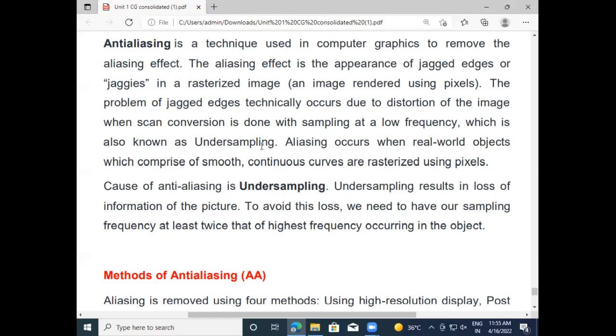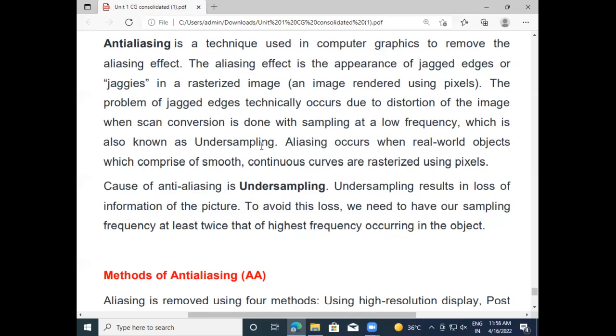Aliasing occurs when real world objects, which comprise smooth continuous curves, are rasterized using pixels. Undersampling is the cause, and it results in loss of information in the pictures. Some details of the pictures we cannot consider. To avoid this loss, we have to use some anti-aliasing methods. So what are those methods?